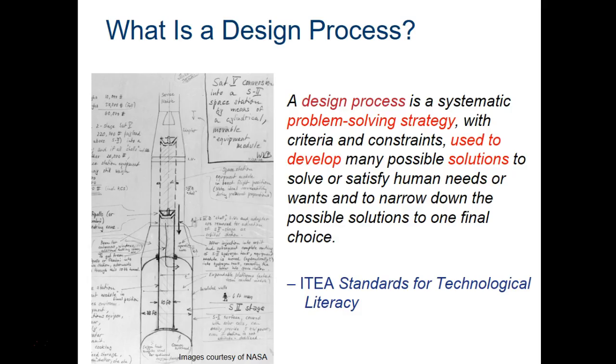So when we look at the design process, like we said, it's a systematic problem-solving strategy used with criteria and constraints. These two words that start with a C, criteria and constraints, you will hear over and over and over again this semester. It's important that you start to understand what they're for. We'll get into them a little bit more in depth in a little bit. So with criteria and constraints, you use them to develop as many possible solutions to solve or satisfy human needs or wants, and to narrow down possible solutions to one choice. So this is a really fancy way of saying you see a problem, you come up with a bunch of solutions, you use a certain method to pick the best solution, and you try it. That's it. A lot of words to say a very simple thing.